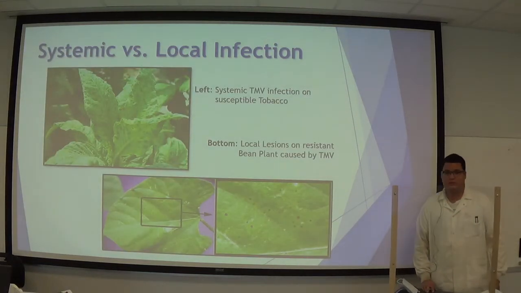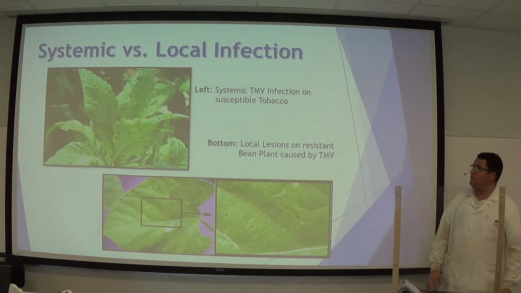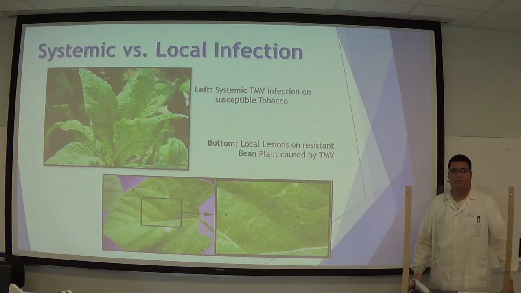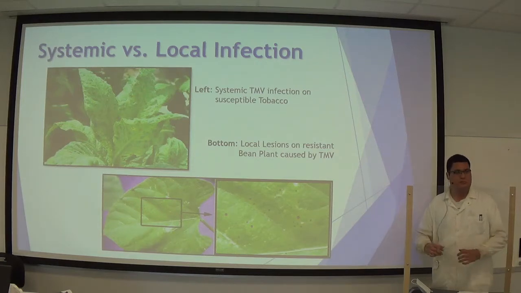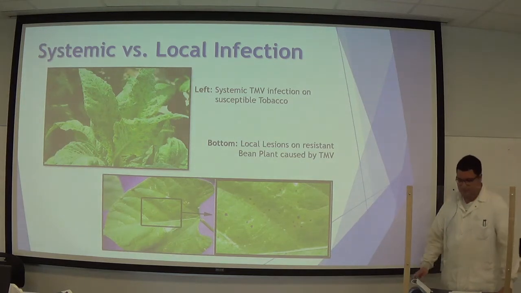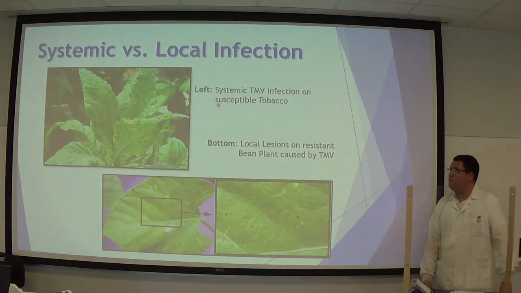So first though, we're going to talk about systemic versus local infections. In a viral infection, a plant virus can either infect one part of the plant or it can spread to the entirety of the plant. When you get that spread, we call that movement systemic, or systemic infection, systemic spread. And here in this picture you can see this tobacco plant. The entire thing is covered in lesions. So we would say that this plant is systemically infected.